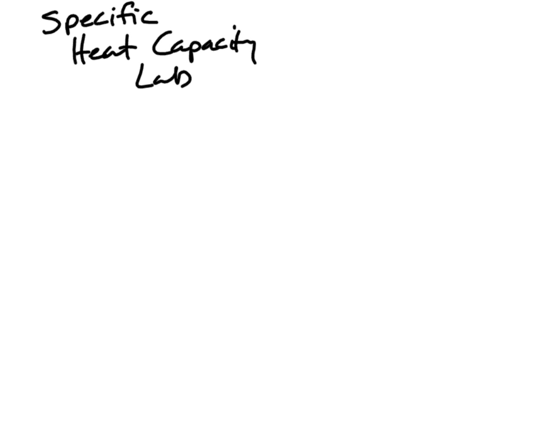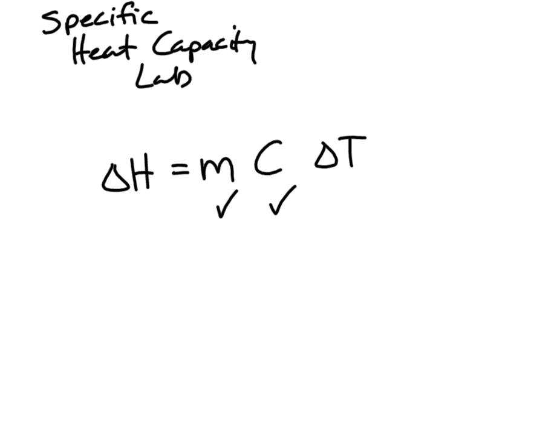So first thing, specific heat capacity, like we said in class, is the amount of energy it takes, in joules usually, to raise the temperature of 1 gram of a substance 1 degree Celsius. So usually, we'll see delta H equals MC delta T. This being my mass, and my specific heat capacity, and the change in temperature will tell me how many joules of heat was transferred.